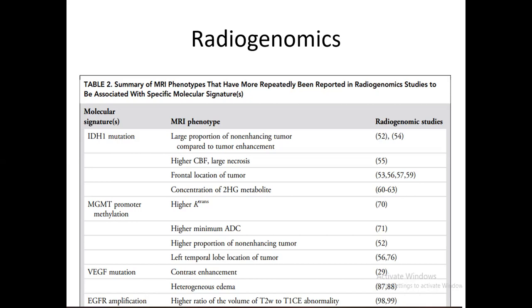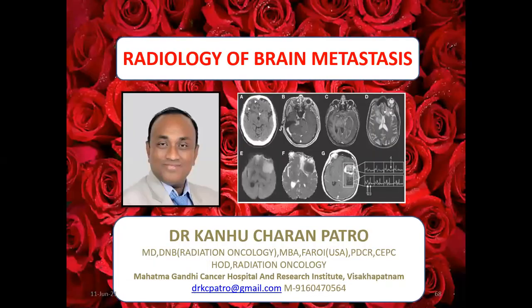And EGFR mutation, you can see in contrast enhancement and heterogeneous edema. So mostly from the radiogenomics point of view, if there is less enhancing part, less edema, and high ADC value, these are good prognostic signs. And if it is located in the frontal lobe, mostly it is IDH1 mutation. And sometimes if a large part is necrosis and minimum enhancement is there, you can predict that it may be MGMT promoter methylation. Thank you very much.